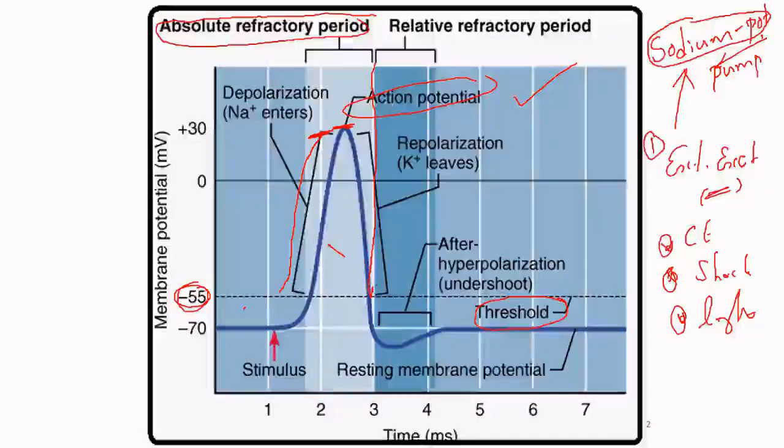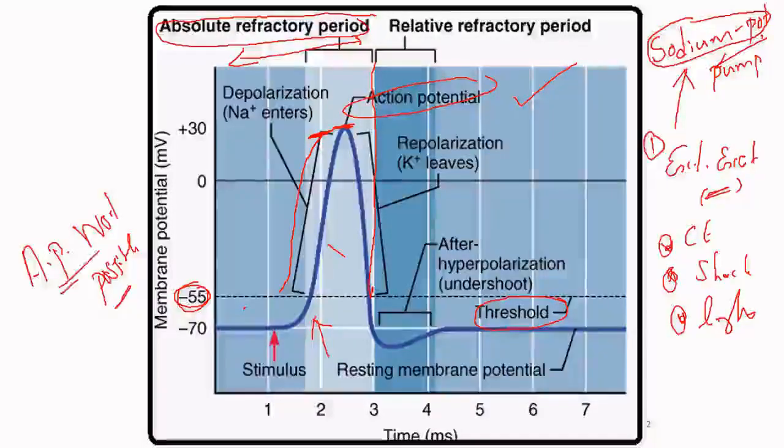During this time, the period called the absolute refractory period, even if you provide a further stimulus, another excitation, another action potential is not possible. So an action potential is possible only after this refractory period is over. I hope you understand that.